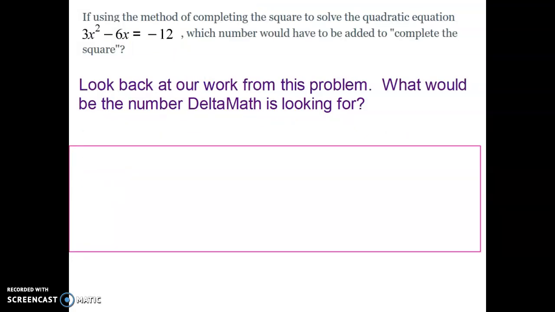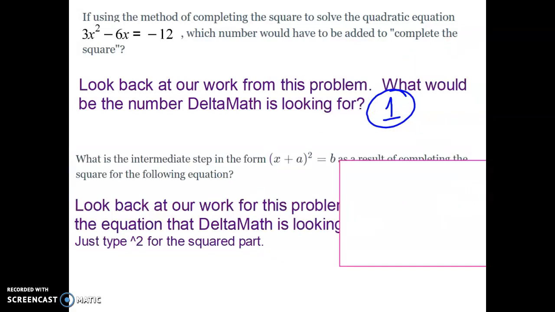Okay, so now which number did I have to add to complete the square? All right, go back and look. What number did we put in the blank? Just like before, that was 1. So the number that Delta Math is going to be looking for here is 1.